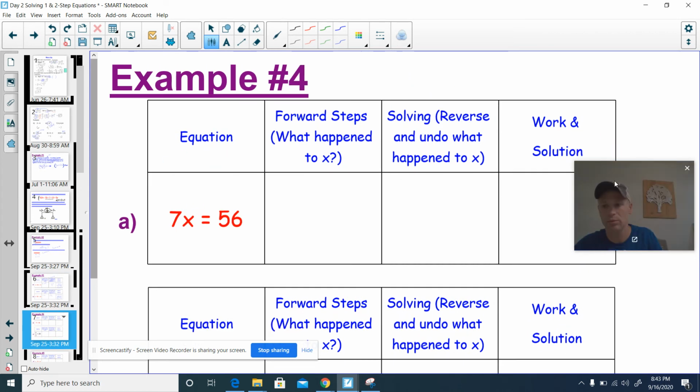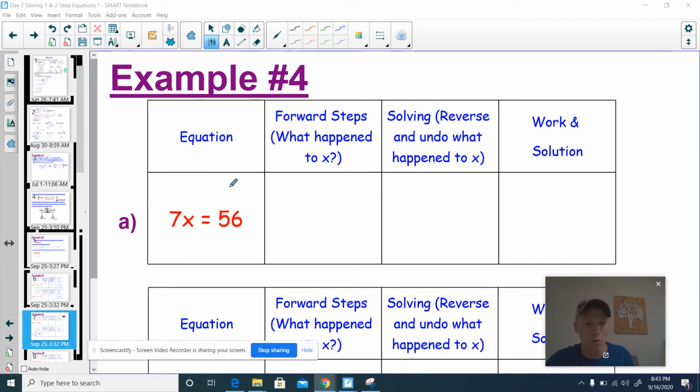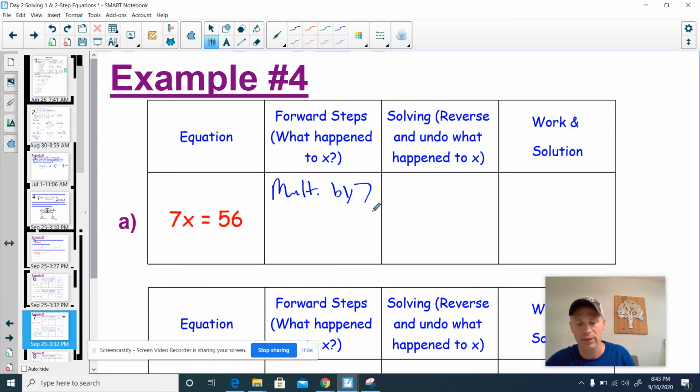Example 4. All right, well, what's happening here? What is happening to the x? I am now multiplying by 7. So I like to abbreviate that, multiply by 7. How do I undo that? What is the inverse of multiplication? The inverse of multiplication is division. So divide by, abbreviation, 7, and then go ahead and execute the work.